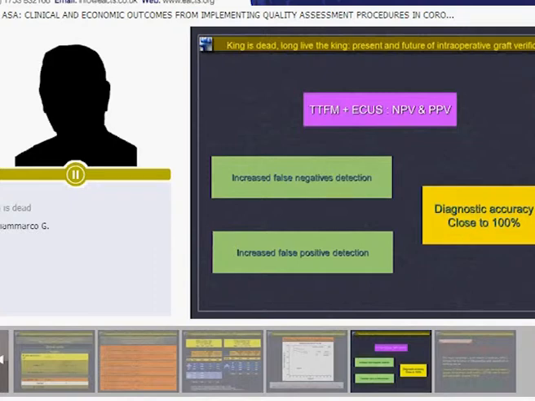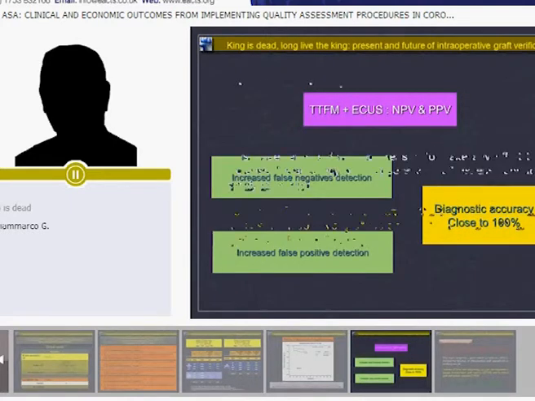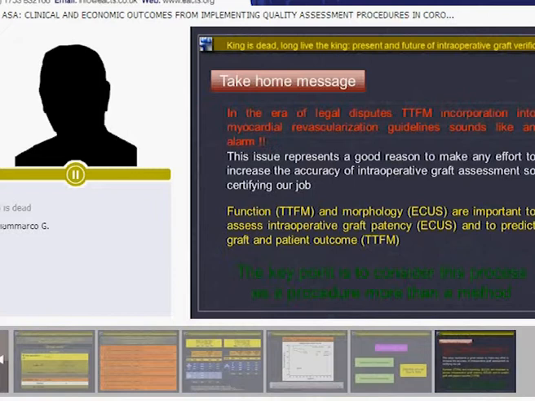So what's the take-home message? I would draw that in the era of legal disputes, transit time flow measurement incorporation into myocardial revascularization guidelines sounds like an alarm. This issue represents a good reason to make any efforts to increase the accuracy of intraoperative graft assessments, not only for the patient's interest, but to certify our job.